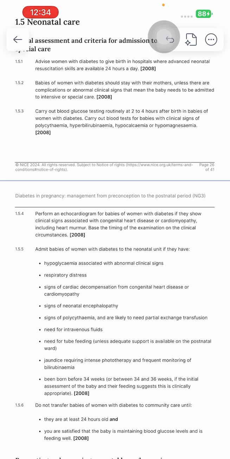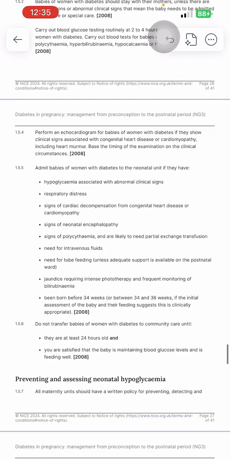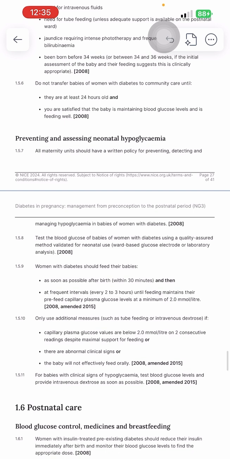So in our setup, once the diabetic mother delivers the baby, we usually have to admit the baby to the nursery, but there is a criteria, because not every facility is available as in other countries. So they have specified that neonatal unit babies are admitted to the neonatal unit, and those having hypoglycemia with abnormal clinical signs, respiratory distress, and all these points they have discussed in this.